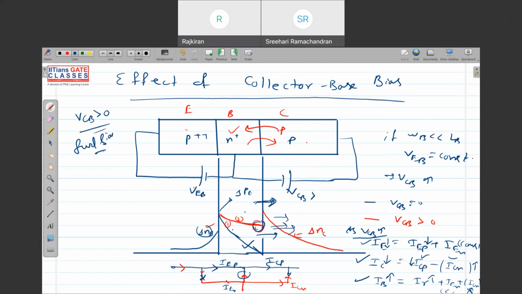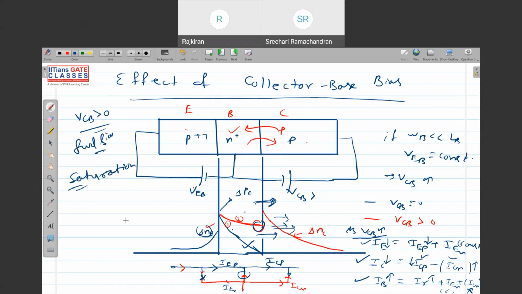Is this case anything useful in real life application? Yes. This case is called saturation. When you see the IV characteristic, you will know the saturation region is used for switching application. It's like completely on. So the saturation region will be helpful for switching application.